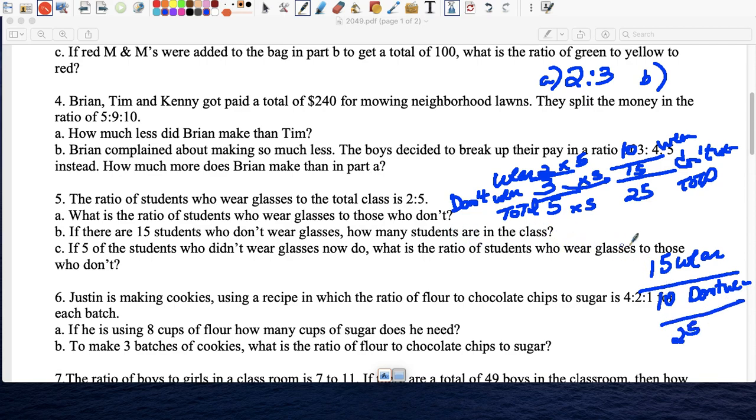What is the ratio of students who wear glasses to those who don't? So, well, now obviously the ratio changed. The ratio from the kids who wear to don't wear is 15 to 10, or 3 to 2.